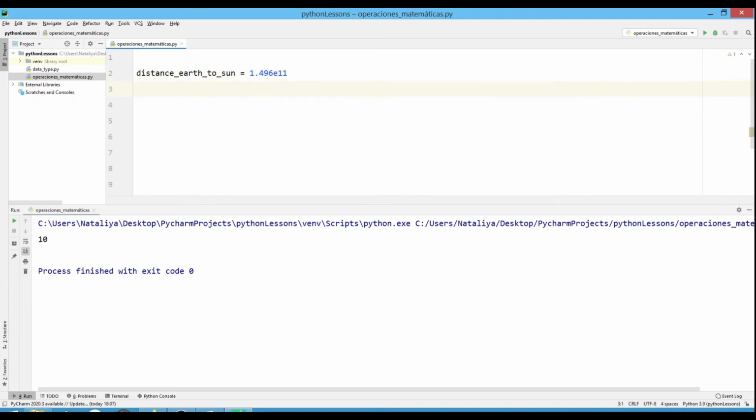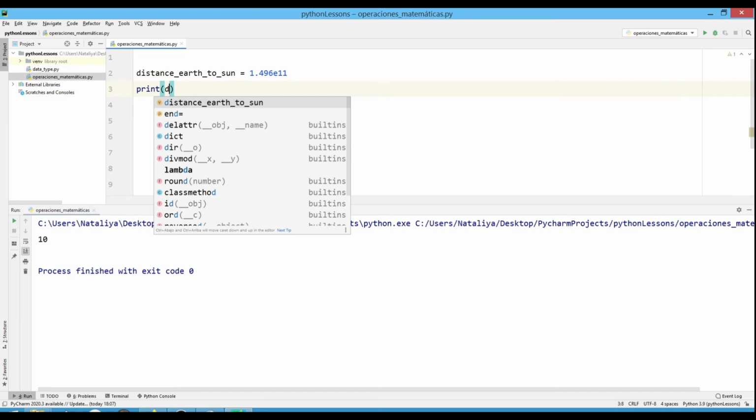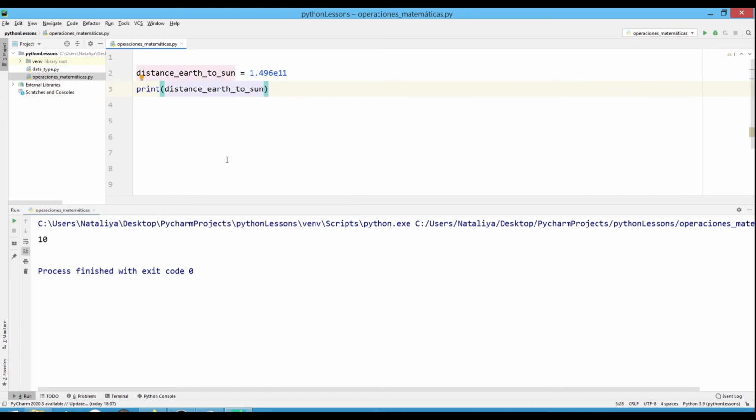Write down the distance from the Earth to the Sun. To write very large or very small numbers, the so-called scientific notation is used. In this case, the number is represented as a decimal fraction, called a mantissa, multiplied by the power of 10.